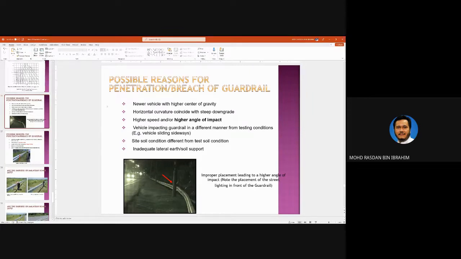Side soil condition: inadequate lateral earth or soil support. Or it can be this: improper placement leading to higher angle. So I'm not sure here what is protecting what. The guardrail is supposed to be protecting this TNB post, and now it seems that the post is actually protecting the guardrail. I'm not sure. These kinds of things.